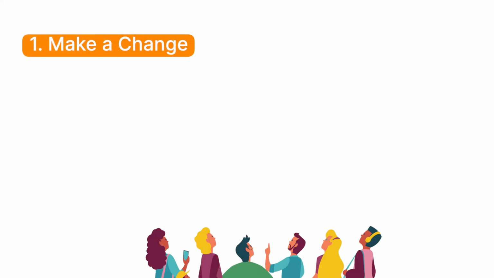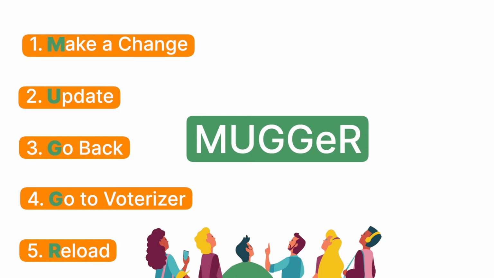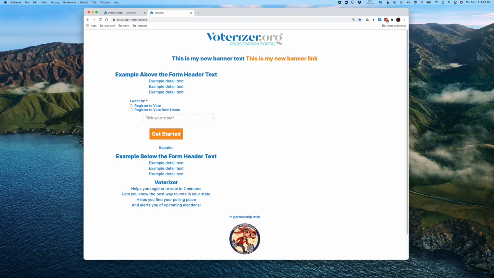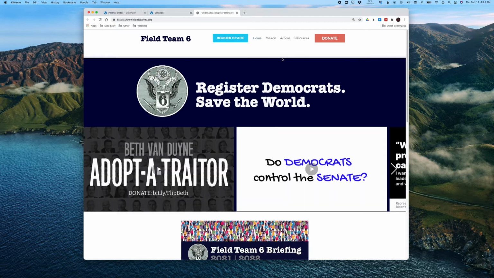Make a change, update the Partner Detail page, go back, go to the Voterizer page, reload. If you like, you can remember these 5 steps with the acronym MUGGR, M-U-G-G-R. Now, as I look at the banner, well, it's looking better. But the link, if I click on it, it takes me to the Field Team 6 web page. How do I get it to take me somewhere else? We'll cover that next.